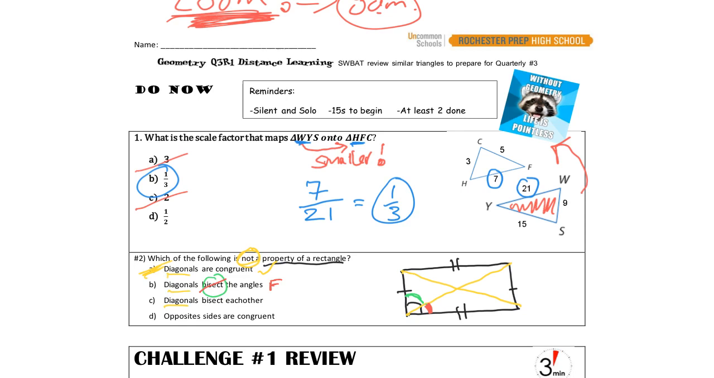Let's just check the other ones to be sure. The diagonals bisect each other. Are the diagonals being cut in half? Well, this diagonal is cut in half. Those two pieces are equal. And this diagonal is cut in half. Those two pieces are equal. So that's true. And are opposite sides equal? Yeah, opposite sides are equal in a rectangle. So drawing that picture and going through each option is the easiest way to get it right. So both of these answers would be correct.